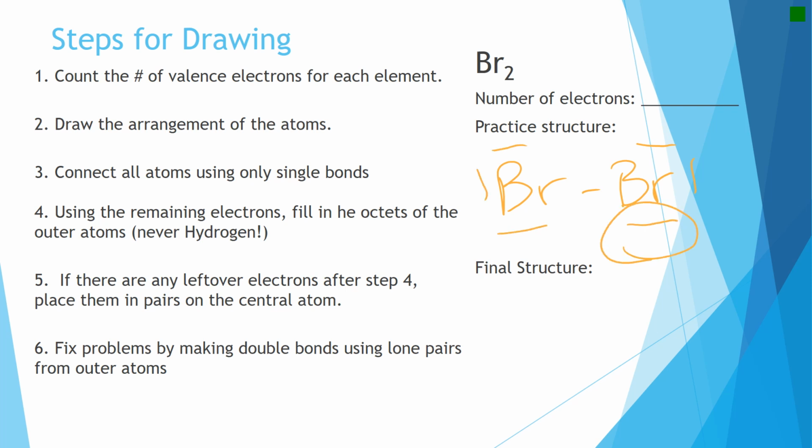These guys represent a lone pair. Why? Because they are by themselves, and there are 2 of them. These represent shared electrons because they're being shared between this bromine and that bromine.